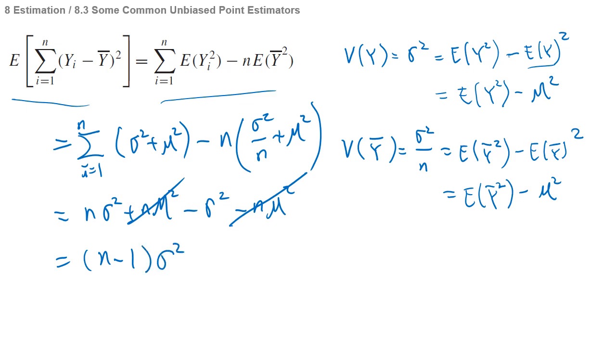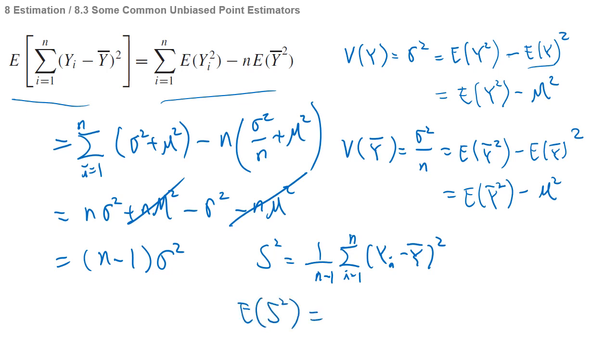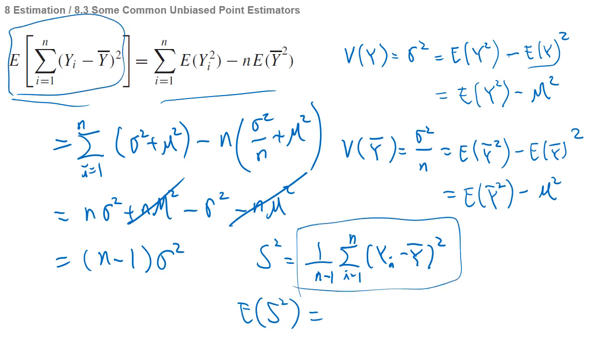And so if we define our s square as 1 over n minus 1 times sum of i equals 1 to n of yi minus y bar squared, then the expected value of s square is the expected value of this thing. Since expected value of this thing is n minus 1 times sigma square, this term becomes sigma square. So expected value of s square is equal to sigma square. Okay.